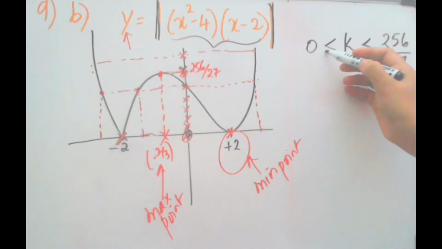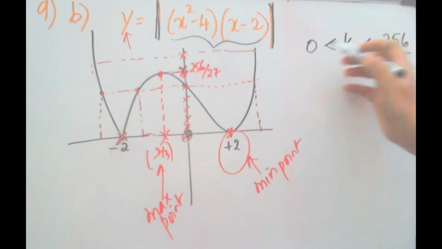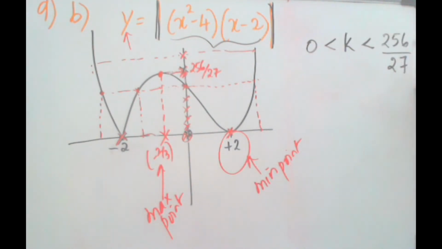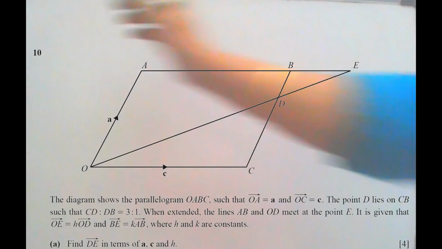Note here, there is no equal to here. It is not less than or equal to. So it is just k greater than 0 and k less than 256 over 27. So this is the answer for 9C. Now going to question number 10.